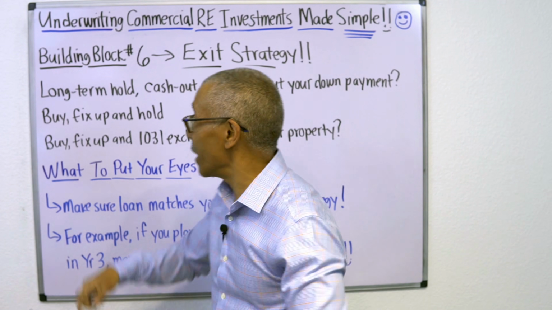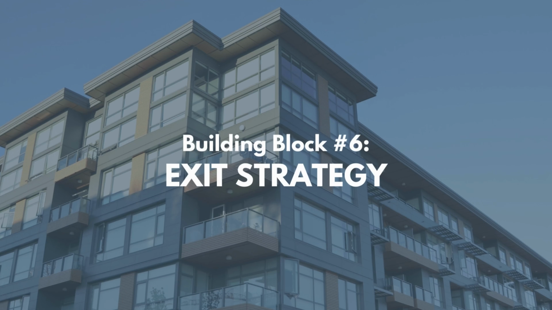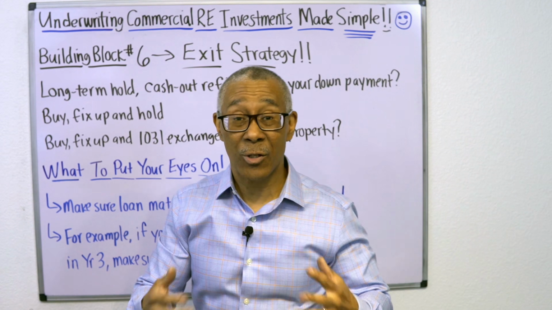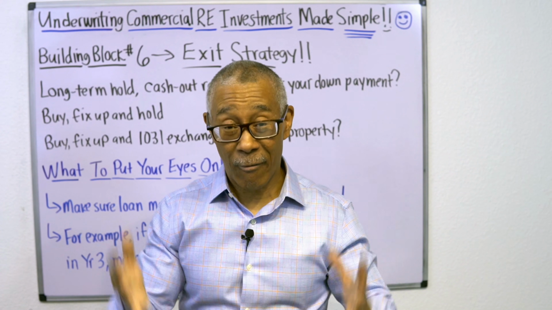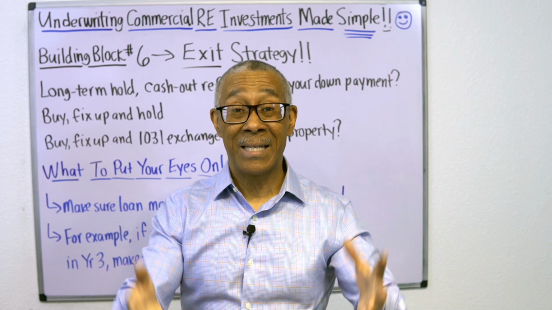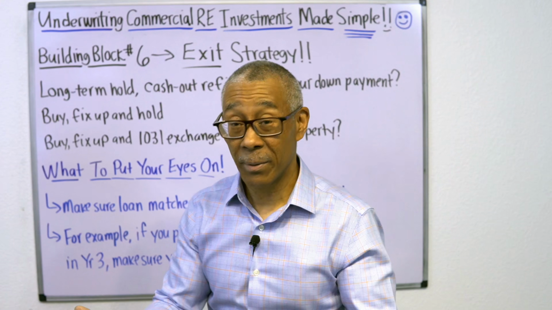All right, let's do number 6. Number 6, the building block is exit strategy, okay? Exit strategy is the way you get your money out of the deal, eventually. Every property, when you underwrite, needs to have an exit, and we call that an exit strategy. Here are a couple examples.